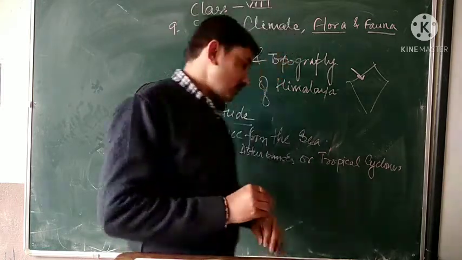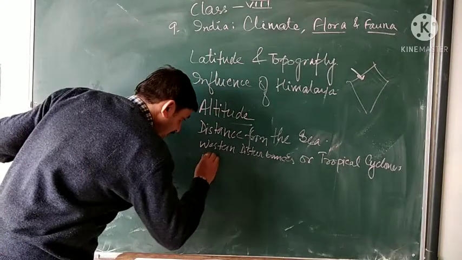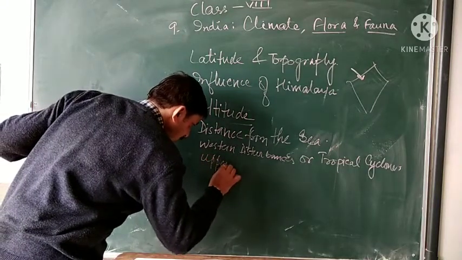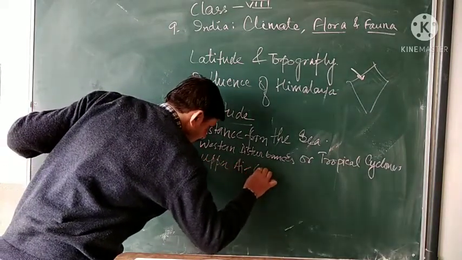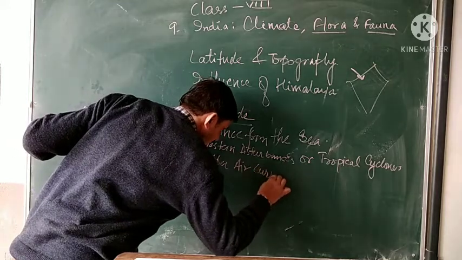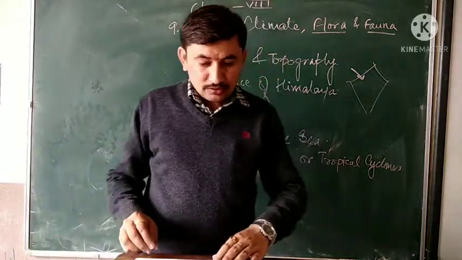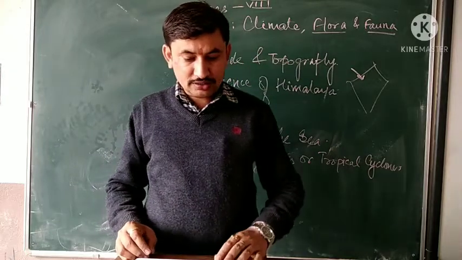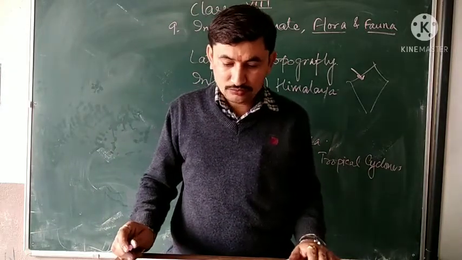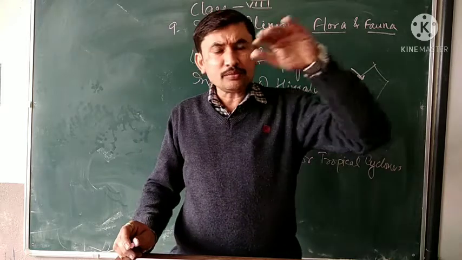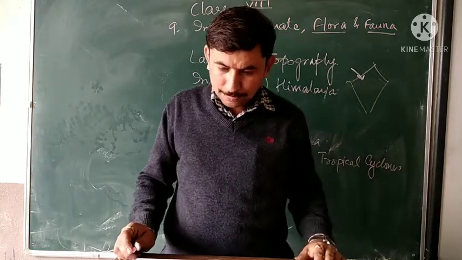Now, the last one is the upper air currents or jet stream. The upper air currents or jet streams affect the onset and departure of the monsoon. A stream, a breeze is flowing.